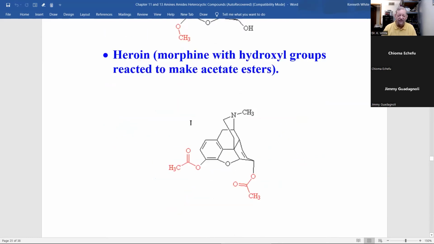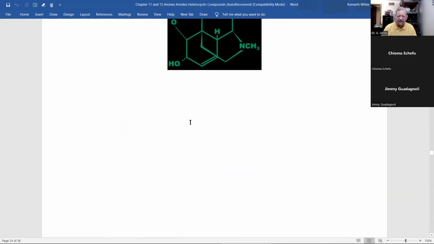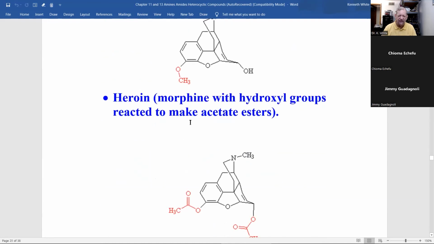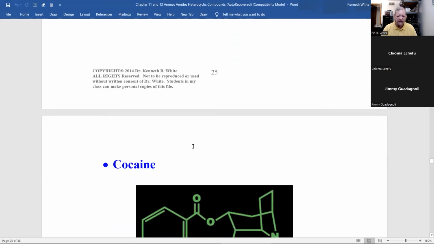Now, if you look at either morphine or codeine, this is heroin. It's a legal drug. It's got the same structure, and the two hydroxyl groups in morphine are made into esters. And that's how they make heroin. And it's a legal drug.